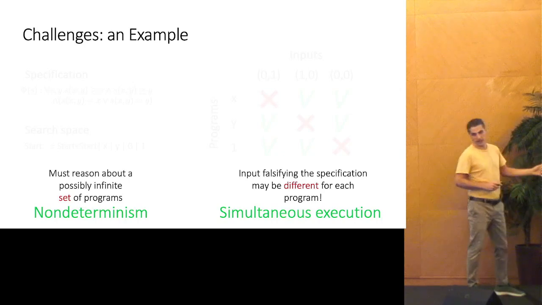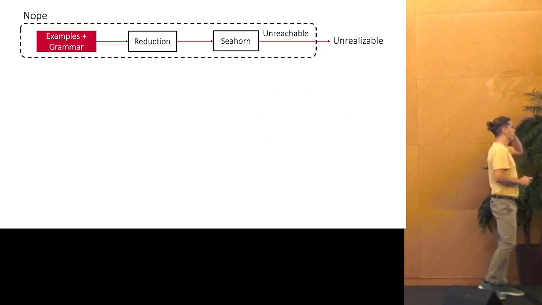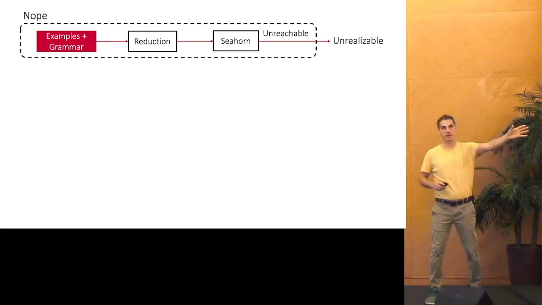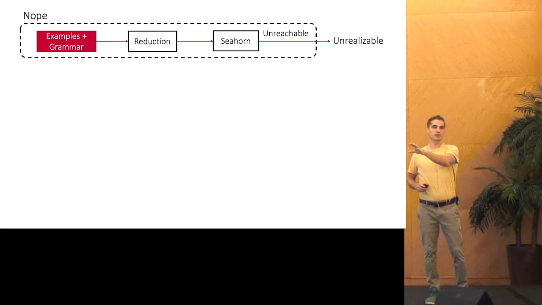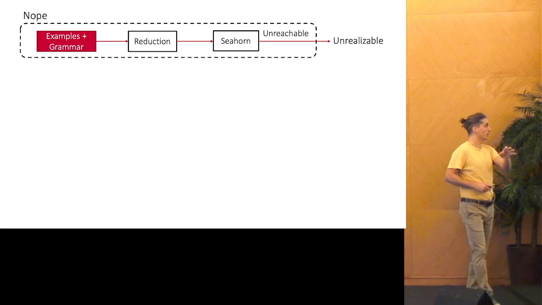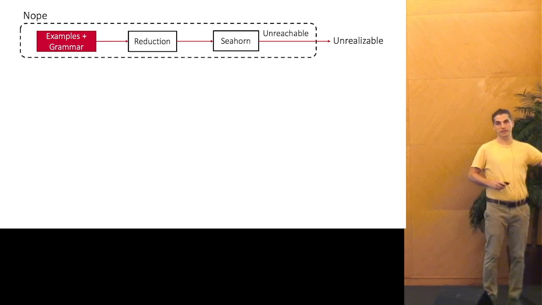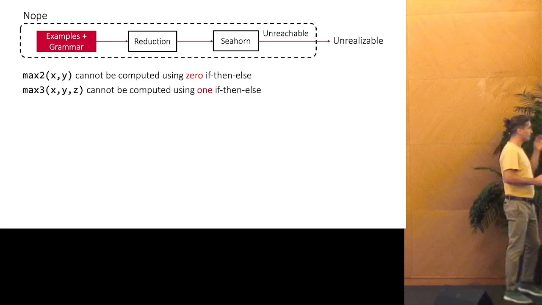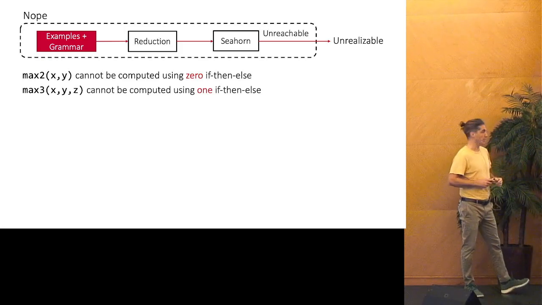Okay, so it seems like we solved the problem. And when we did this, basically, we built a tool that does exactly what I just described. It takes a synthesis problem in SyGuS. It reduces it to a verification problem, a reachability problem, and at the time we were using SeaHorn, and we could verify.